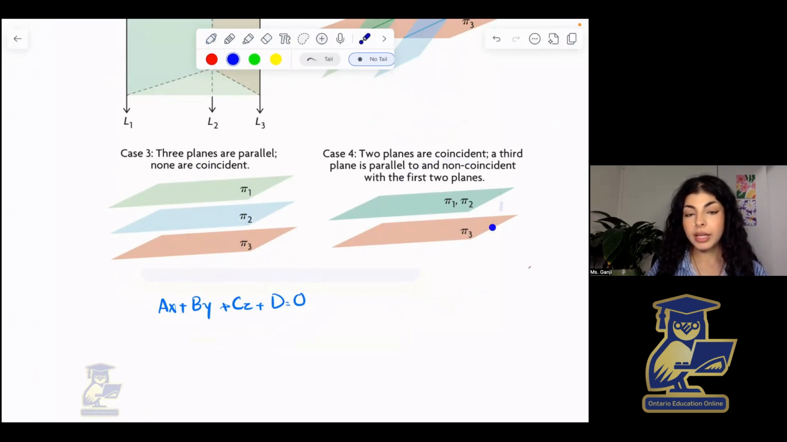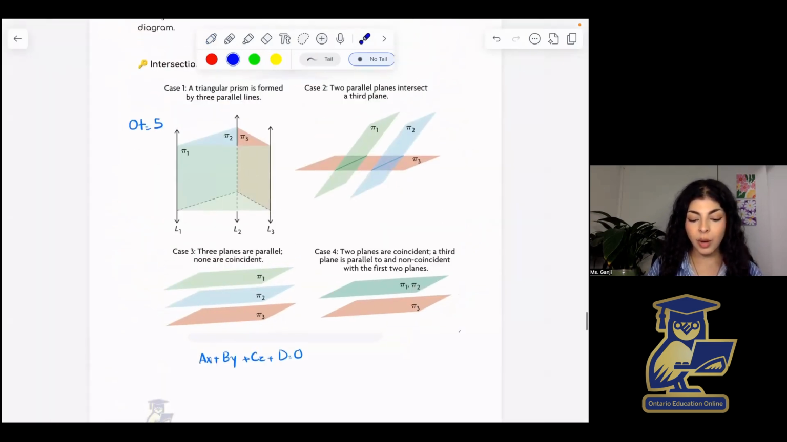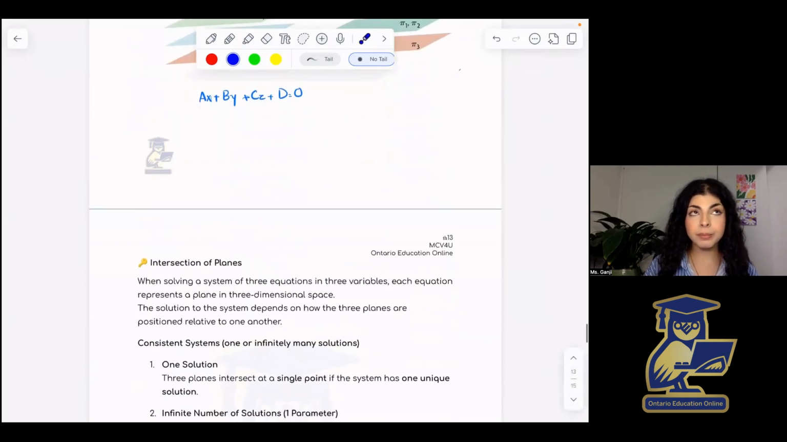And finally, another case is when just two of the pairs are coincident and the last one is just parallel. So again, in all of these cases, you have no solution and no point of intersection between all three planes. And so I have explained to you algebraically how you can find these as well. So you do have some practice problems that will help you see those a little bit more algebraically.